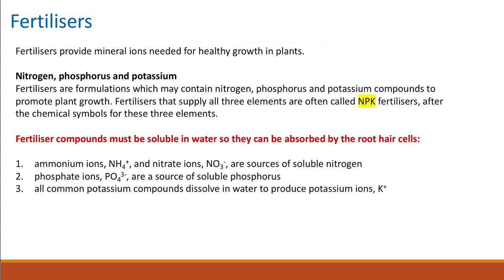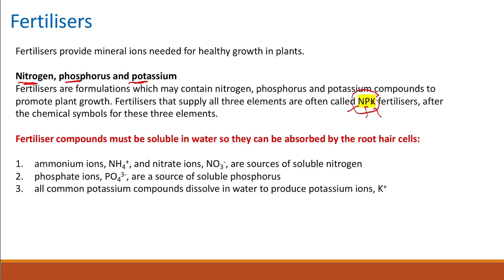Fertilizers are formulations that will provide mineral ions needed for the healthy growth of plants. The most important type of fertilizer are these ones which contain nitrogen, phosphorus, and potassium. They are called NPK fertilizers. N for nitrogen, P for phosphorus, K for potassium. So these fertilizers have to be soluble in water so they can be taken up by the plants. So we need these three elements to be in the form of soluble salts.